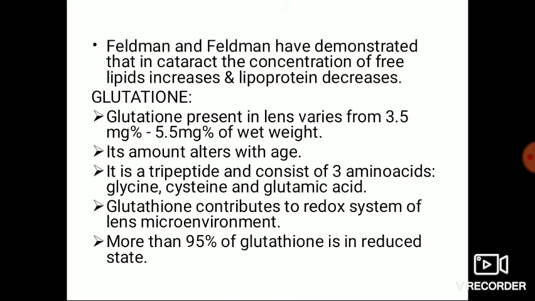Let's see the glutathione. The glutathione present in the lens varies from 3.5 milligrams to 5.5 milligrams of the wet weight. Its amount alters with age. It is a tripeptide and consists of 3 amino acids, that is glycine, cysteine and glutamic acid. Glutathione contributes to the redox system of the lens microenvironment, and more than 95% of the glutathione is in the reduced state.